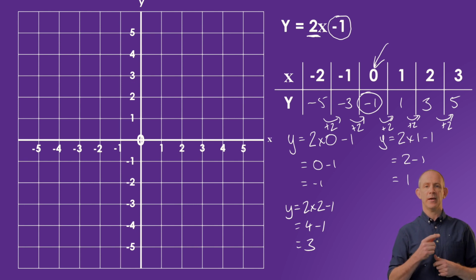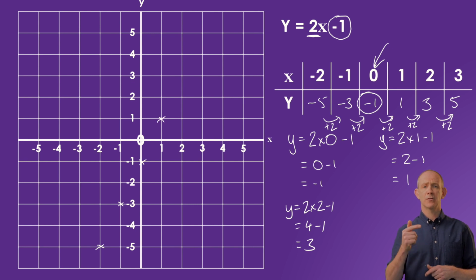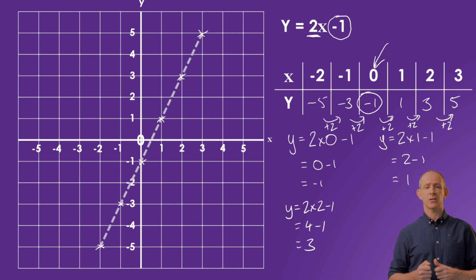We'll start with x is minus 2, y is minus 5. X is minus 1, y is minus 3. 0, minus 1; 1, 1; 2, 3; 3, 5. Which means the line that this creates will be straight, and we can see that here.